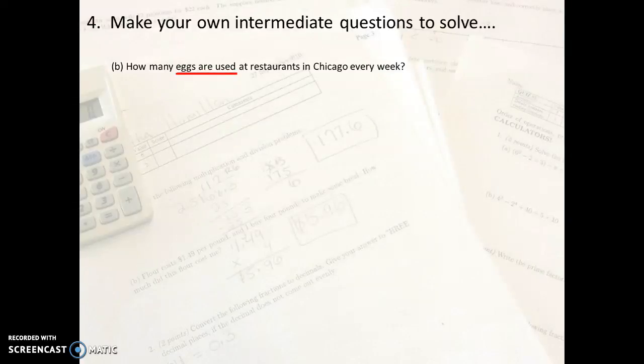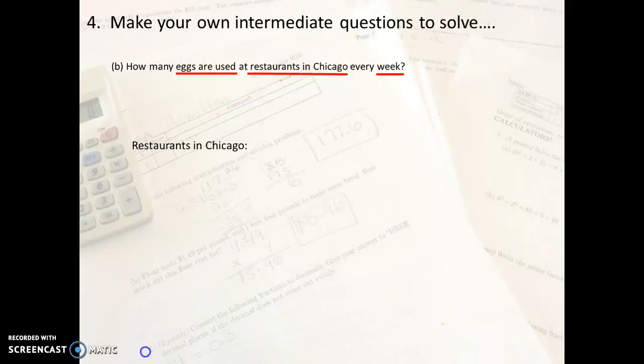Look at the different things you can count in the problem. Eggs, I can count that. How many per day? Restaurants, sure. Not that I can know the actual number, but I could count this or estimate these. And then weeks, well, I know that. That actually is not an estimate. I know it's 7 days. So those might be my intermediate questions.